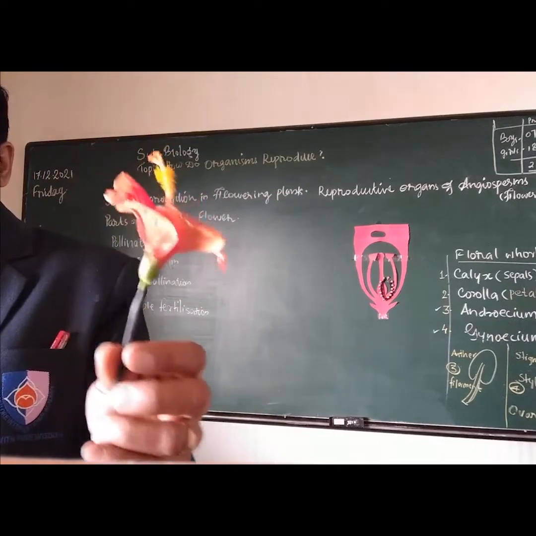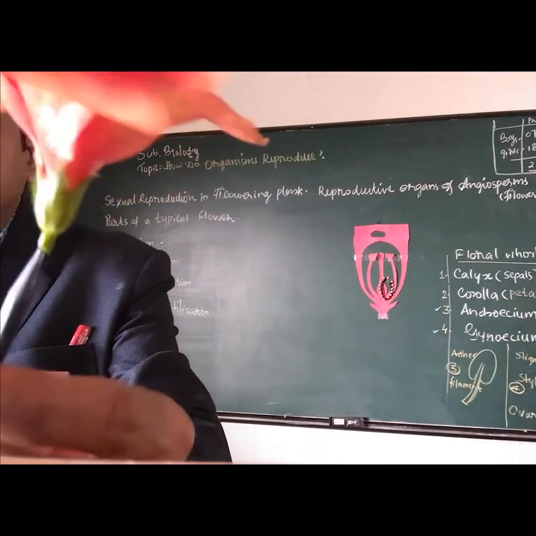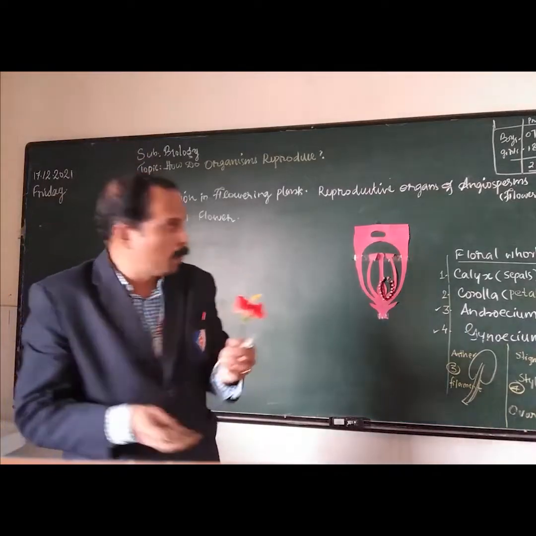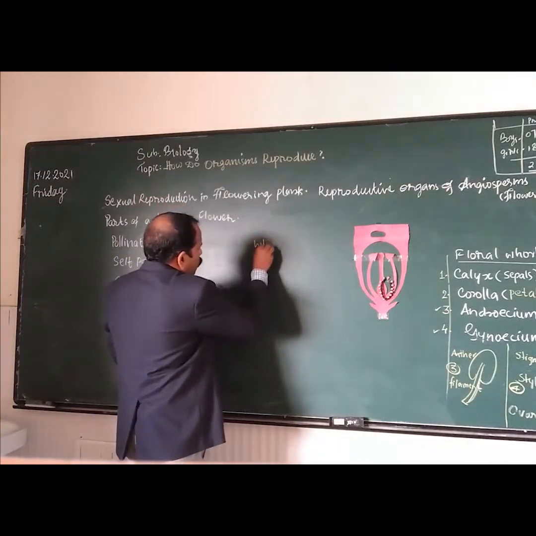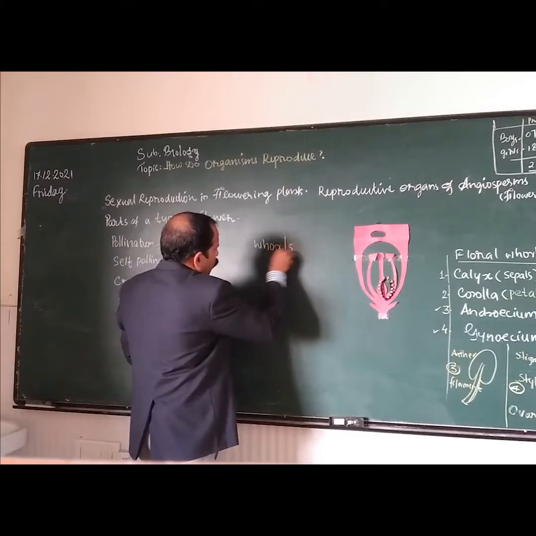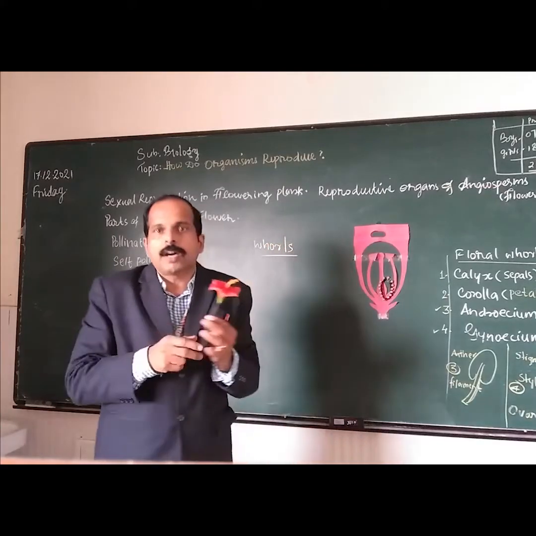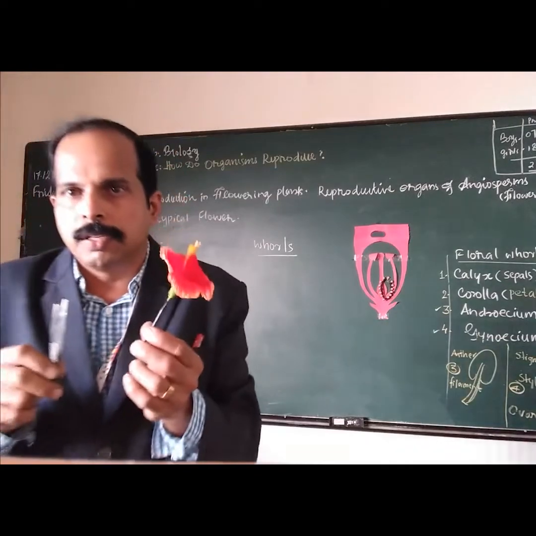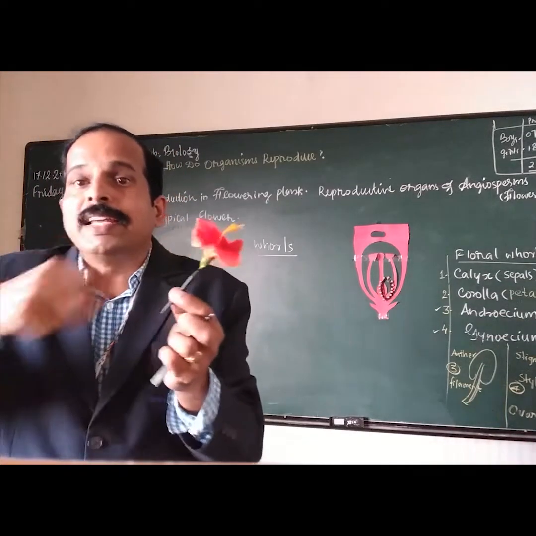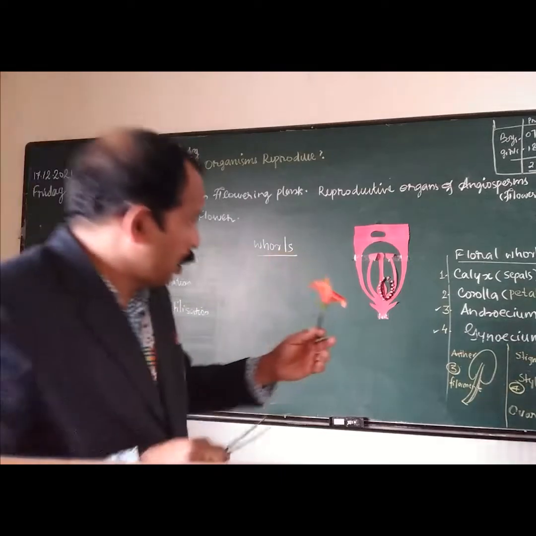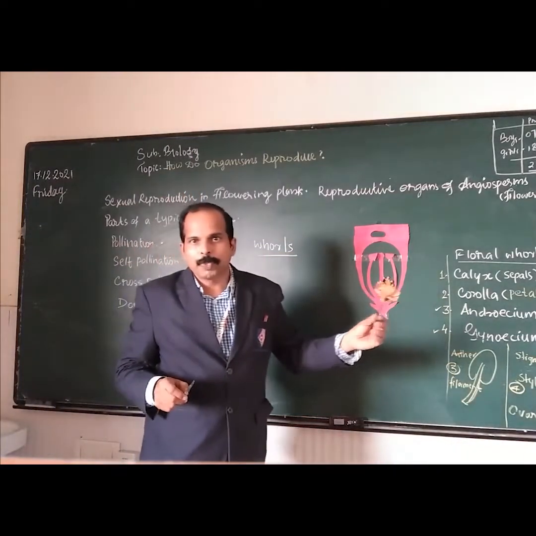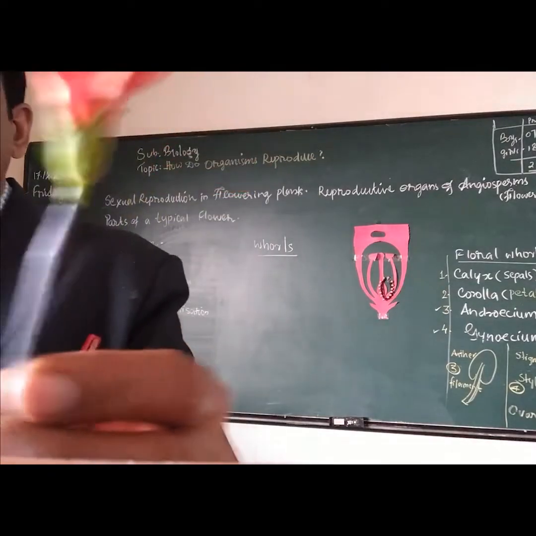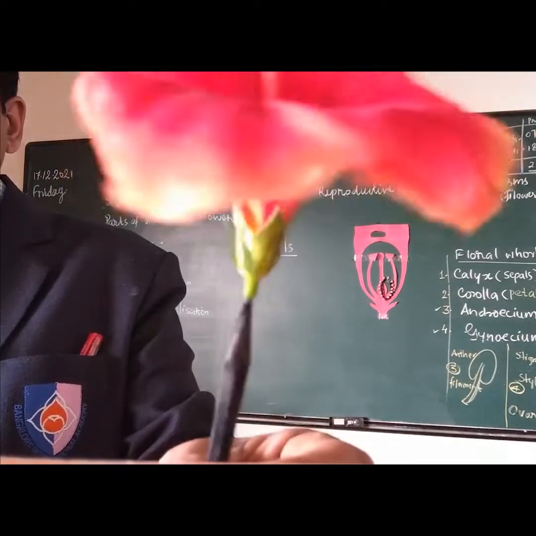So this flower, you can see, has a green cap-like structure. We will start from the outermost whorl, W-H-O-R-L. Whorls are nothing but the arrangement of organs in a flower. It consists of different layered arrangements. There are 4 important layers in a flower. The first one is the outermost one, as you can see here, the flower with a green cap.